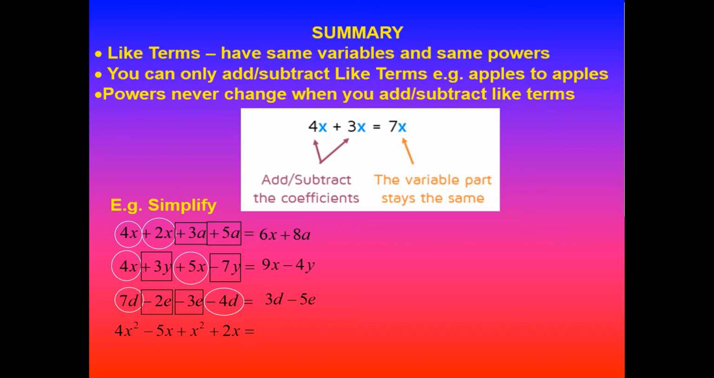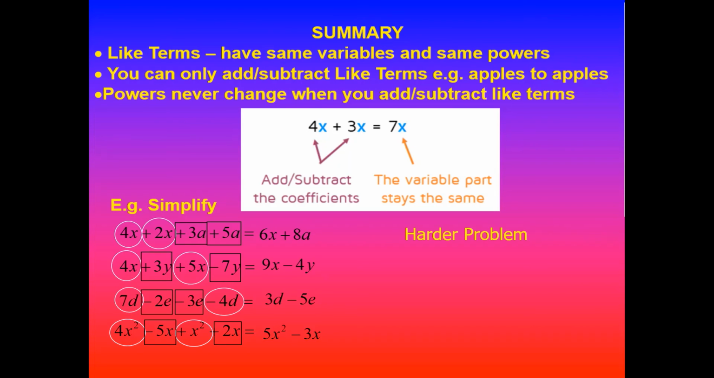Next one, 4x squared minus 5x plus x squared plus 2x. Now x squared and x are unlike terms because the powers are different, so don't combine them, even though the variable is same, but the powers are different, so they are unlike terms. Only like terms can be added, so I will go with 4x squared plus x squared, and this x squared is same as 1x squared, so the total is 5x squared, and then minus 5x plus 2x is minus 3x.